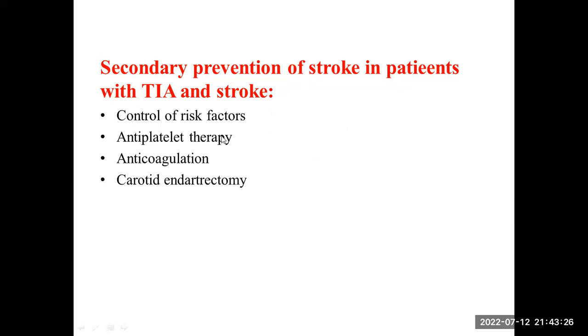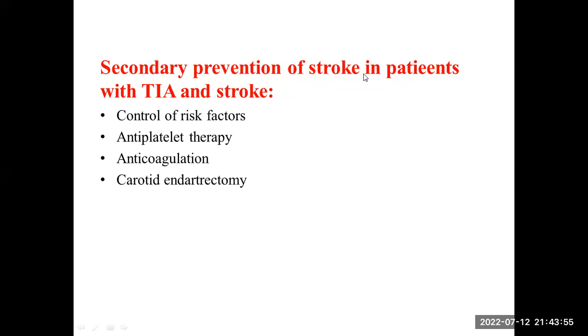Then after that, as we know, the major risk factors in atherosclerosis include hypertension, diabetes, smoking, and dyslipidemia. When you talk about hypertension, according to the American Stroke Association, the target blood pressure in order to prevent the development of stroke as part of the secondary prevention is 130/80. You need to keep the blood pressure less than 130/80. This is the target blood pressure.